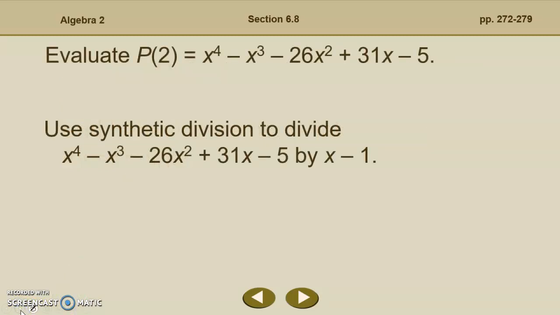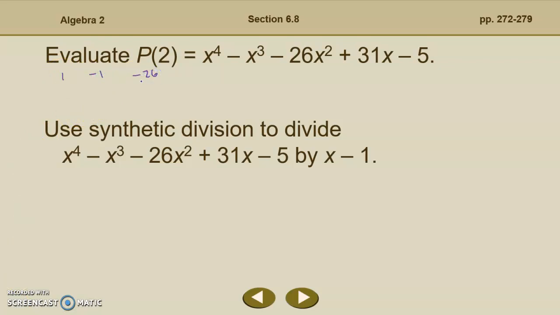Let's do a quick warm-up here and evaluate p of 2, where p of x equals x to the 4th minus x cubed minus 26x squared plus 31x minus 5. You should know that you can evaluate this one of 2 ways. You can plug and chug, or you can use synthetic division. And I am going to, just for the sake of time here, do some synthetic division.